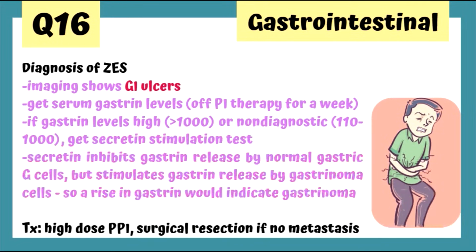All right, here we have a diagnosis of Zollinger-Ellison syndrome that the imaging shows gastric ulcers. And what we do is we want to get gastrin levels in the body. If they're very high, we get the secretin stimulation test. There's a rise in gastrin. Even with the secretin, we know it's a gastrinoma, and we treat with high-dose PPIs and surgical resection if there's no metastasis.